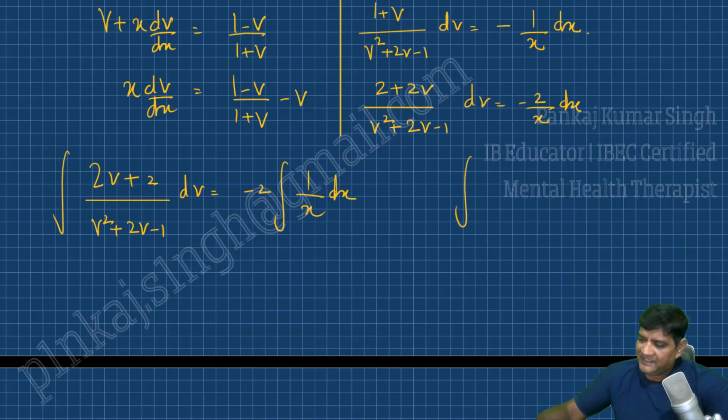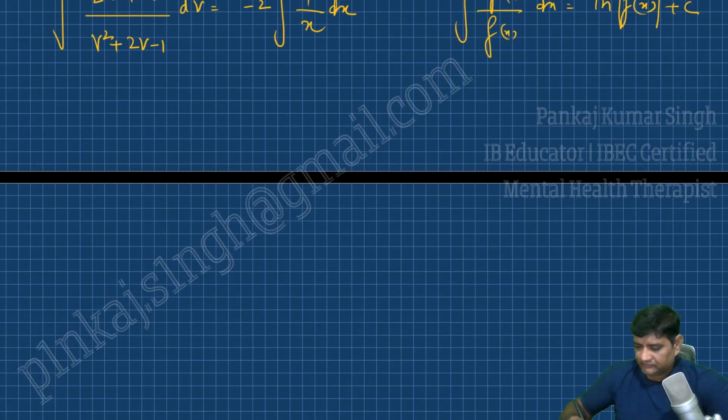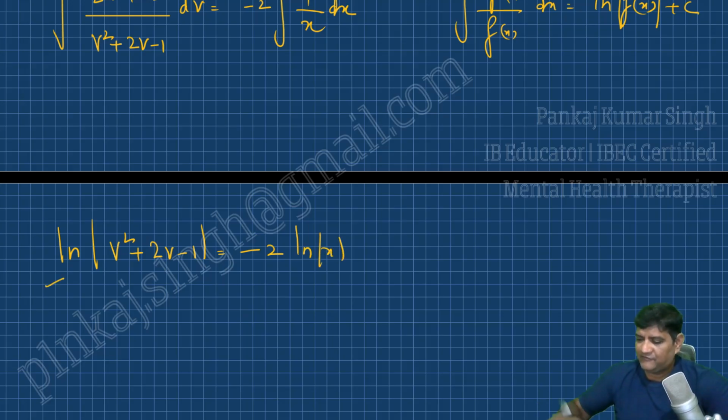What do we know? We know that the integral of f dash of x divided by f of x dx, this is simply going to be ln of f of x plus c. Yeah, ln of f of x plus c. So that's what I'm going to be using here. So this will become ln of v square plus 2v minus 1, and that's going to be equal to minus 2 times ln of x. Now, because I'm having ln for both the terms, I'm going to be writing the constant, but the constant will be a ln c. Please make a note of that. It's going to be a ln c.